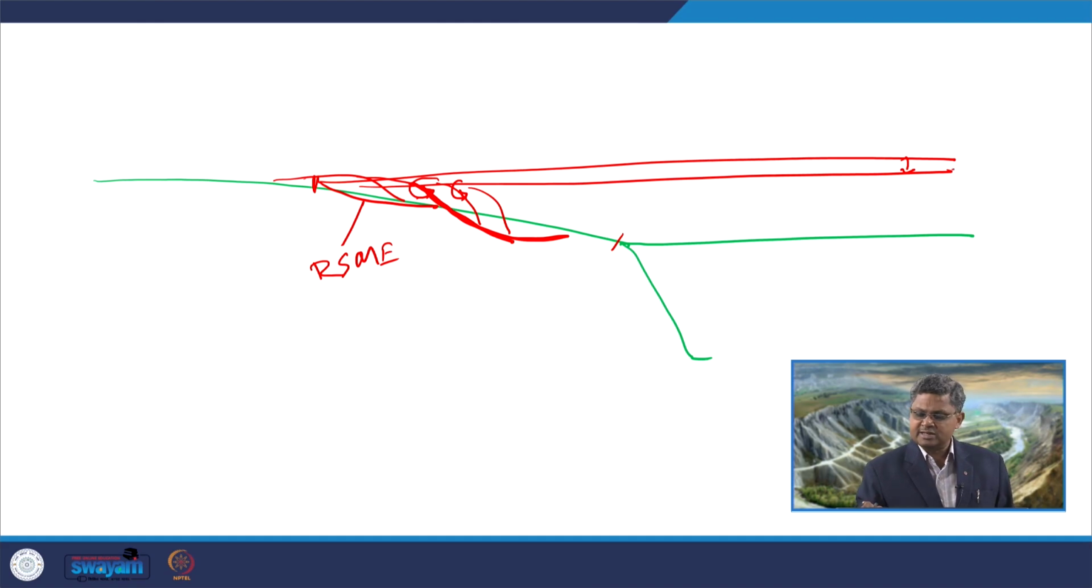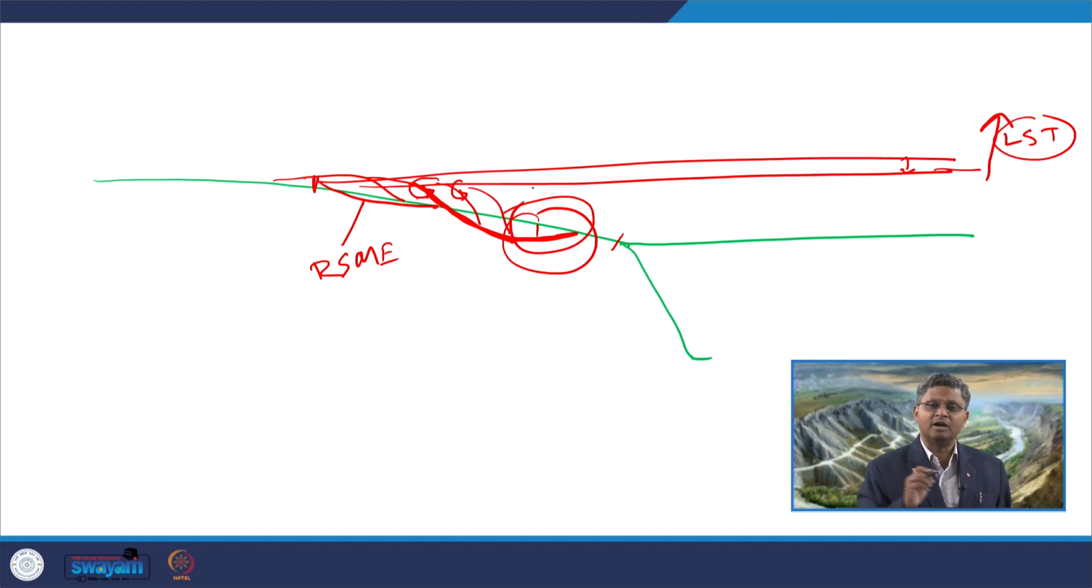Say for example, this is the end of the fall, and from here now the base level is rising up. This is the start of the LST now. So, for this portion, this RSME surface is the substrate for the LST on which the LST delta will form over here.